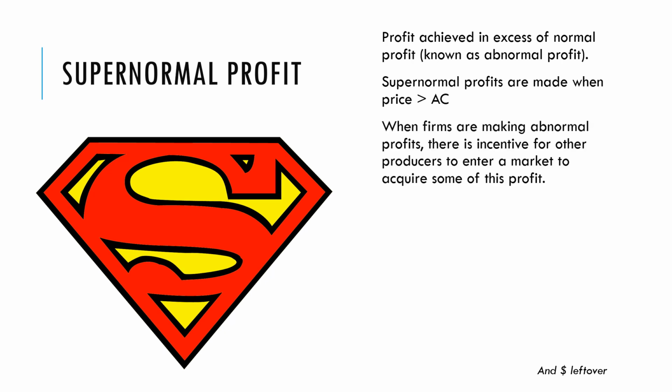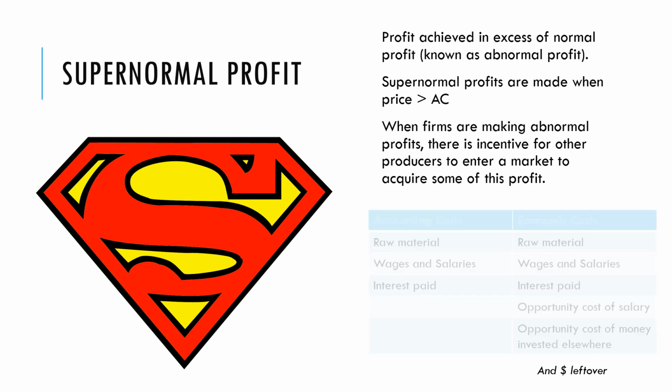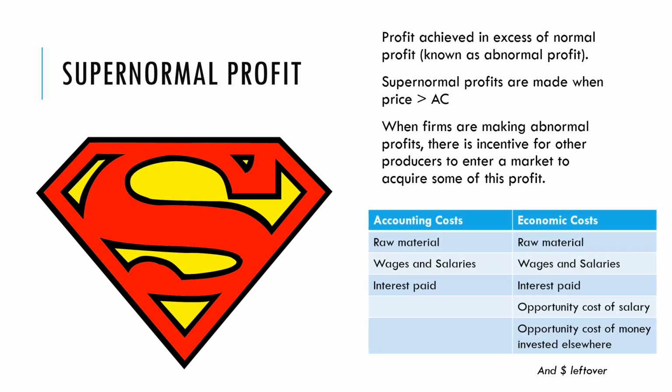When firms are making this supernormal or abnormal profit, there's going to be an incentive for other producers to enter the market to acquire some of this profit. So in terms of our table before, if our revenue covers our economic costs, so all our accounting costs plus the opportunity costs, and we have money left over, then we're making a supernormal profit.